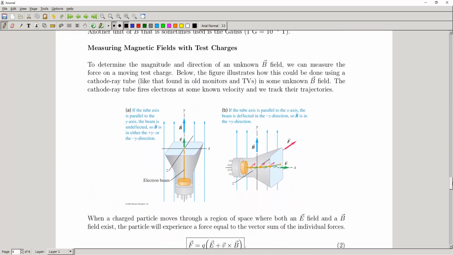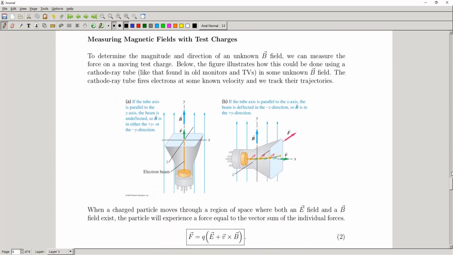But how would we measure a magnetic field if we had a test charge? One nice way to do that is to take charged particles with some known velocity and observe them as they fly through the magnetic field. If we see that the charged particle is being deflected, if its trajectory is changing as it moves through the magnetic field, we can calculate what the deflection is, and we can tell a lot of interesting things about the magnetic field from that. So this is what this image is showing us here.